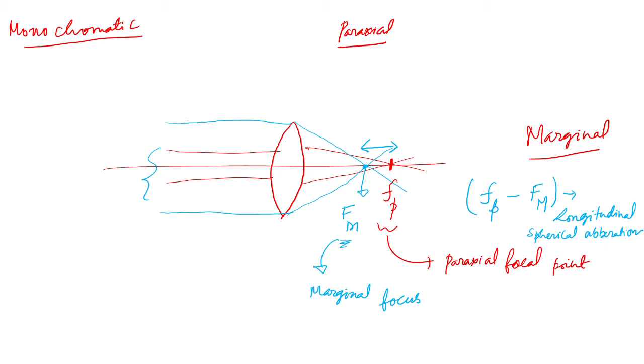So your image that you see would be a mixture of these two focal points, right? So you would see that your image is not sharp, that is, your image is not focused. That's because there is no one focal point. All the rays that are coming from marginal rays have a different focal point compared to the paraxial rays. And because they don't have a single focal point, you would see that the image is not strictly focused, right?